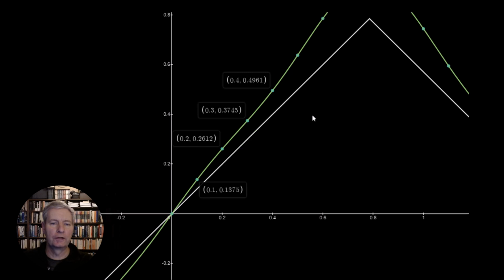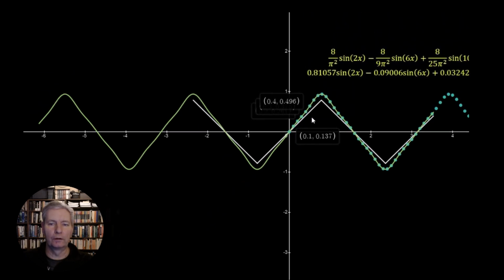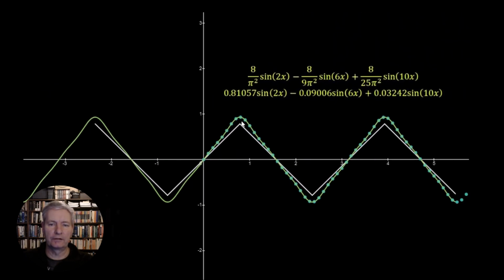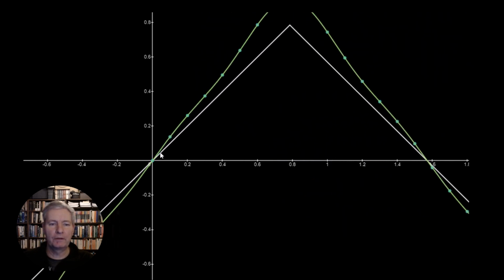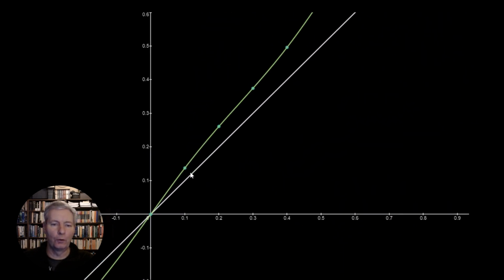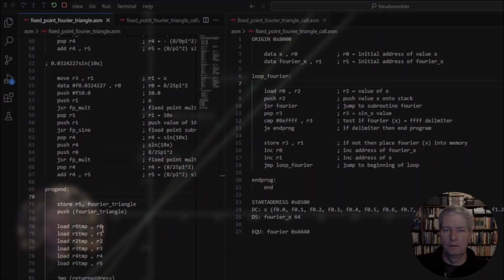Now what we're going to do is take our Fourier series approximation with the three terms and code it into our assembly language, run it on our machine, and then we're going to get the actual simulated points, and then we will plot the simulated points on top of the points in blue. So let's go ahead and do that now.